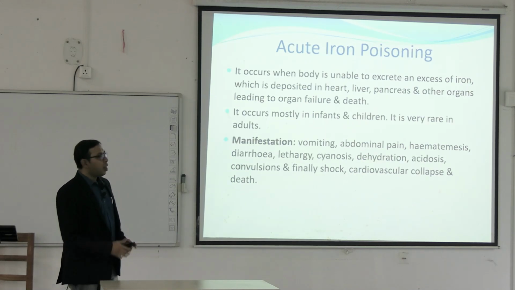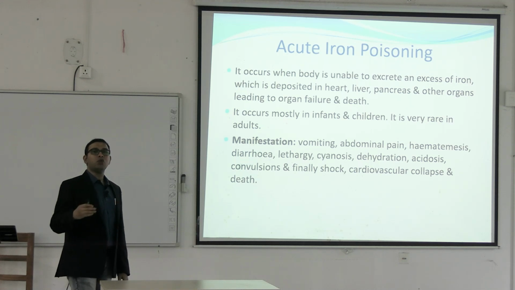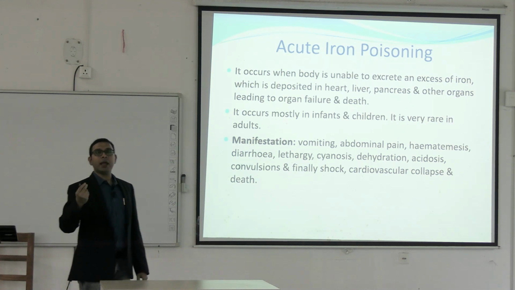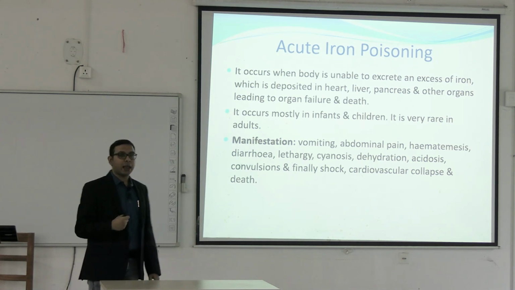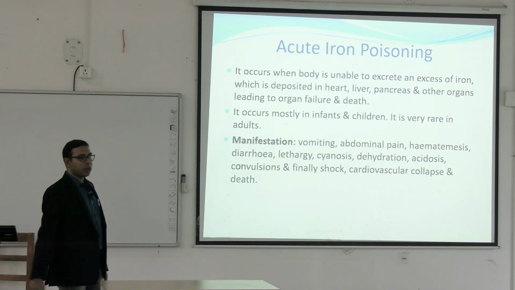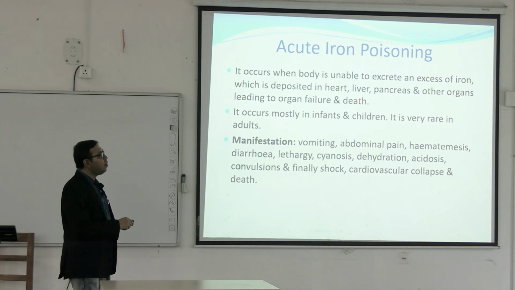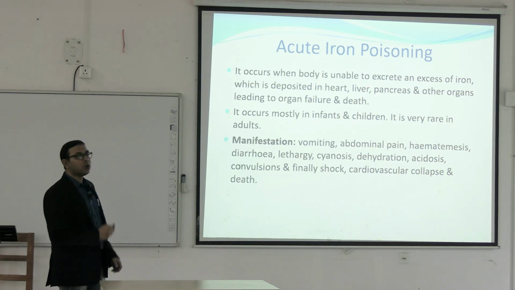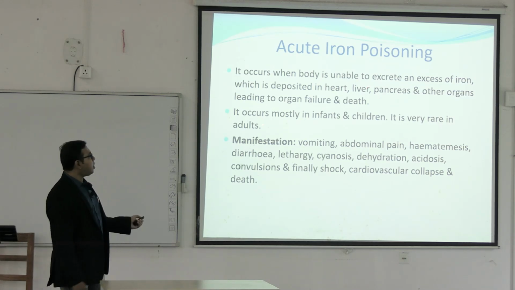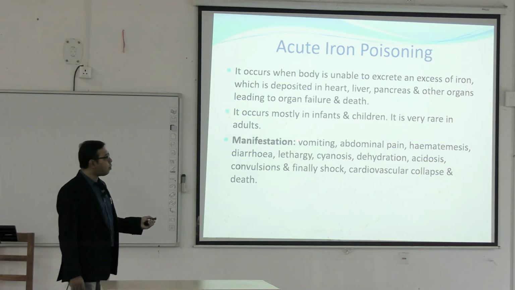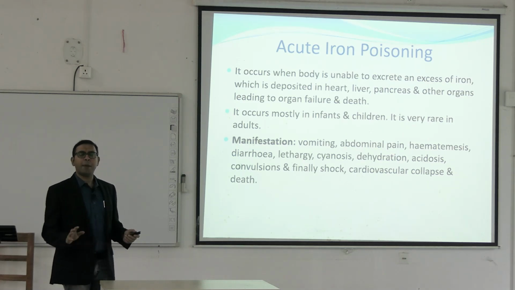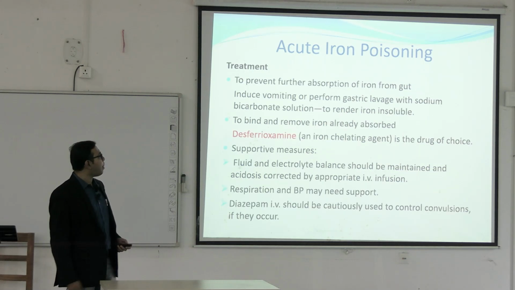Okay. Acute iron poisoning: when we are giving too much iron, or the patient has taken more iron tablets at a time, there may be iron poisoning. Because an excess of iron is deposited in the heart, liver, pancreas and other organs, leading to organ failure and death. It occurs mostly in infants and children, very rare in adults. Manifestations are vomiting, abdominal pain, hematemesis, diarrhea, lethargy, cyanosis, dehydration, acidosis, convulsion, all can happen. So acute iron poisoning can happen.